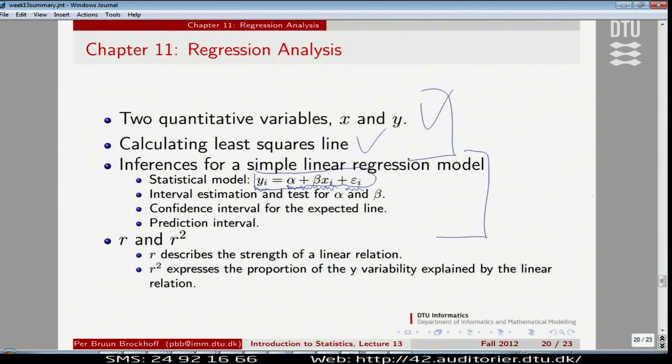Then we can do confidence intervals and hypothesis testing for the intercept and the slope, and we can do a confidence interval for the expected line, and we can do a prediction interval.